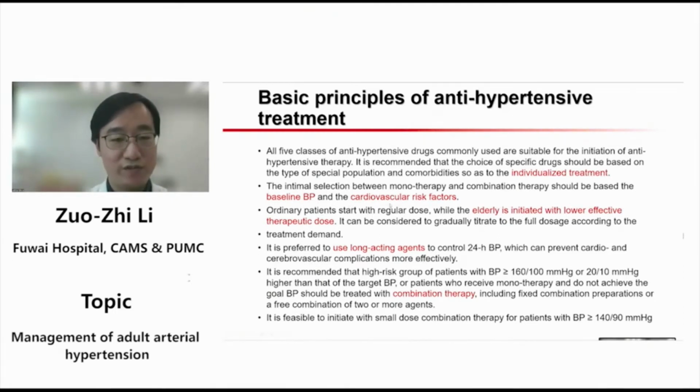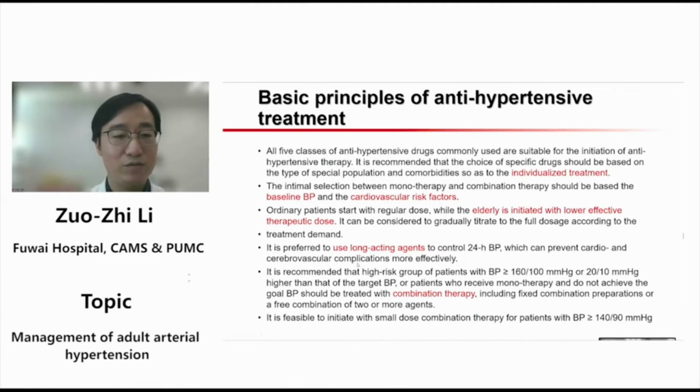Ordinary patients should start with a regular dose, while elderly patients should initiate with a lower effective therapy dose, especially elderly patients that are fragile. It can be considered to gradually titrate to the full dosage according to the treatment demand. And it is also preferred to use long-acting agents to control 24-hour blood pressure, because that could increase the patient's tolerance and also the willingness to take the medication.